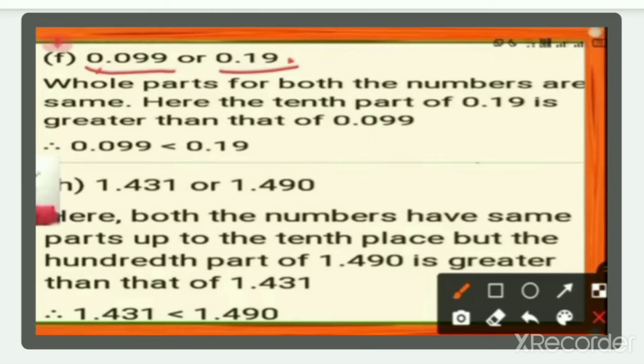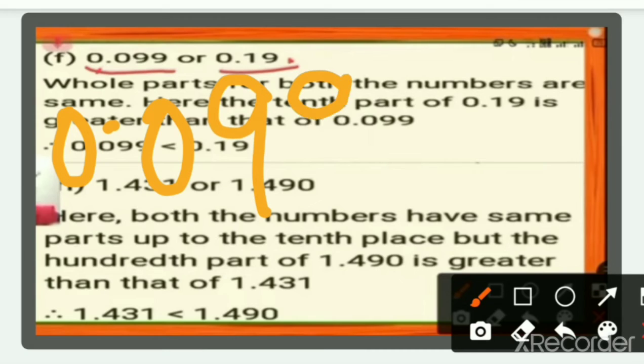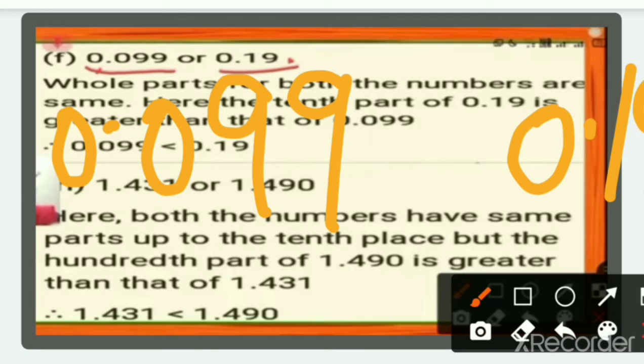0.099 or 0.19. Okay, whole parts for both the numbers are the same. Here the 10th part of 0.19 is greater than that of 0.099. Okay, so which one will be greater? Because after the decimal point we have 0.099 and here after the decimal point we have 0.19. Okay, after the decimal point we have here 1 and here we have 0. So which one will be greater? This one will be greater.